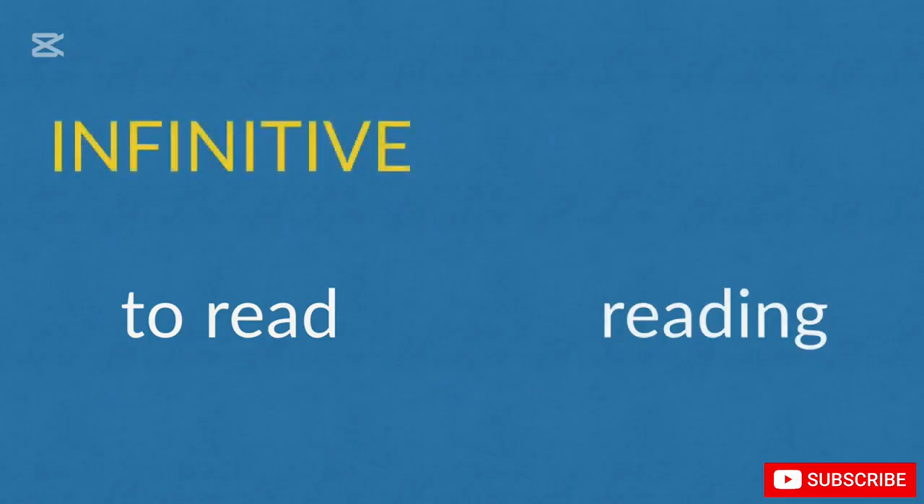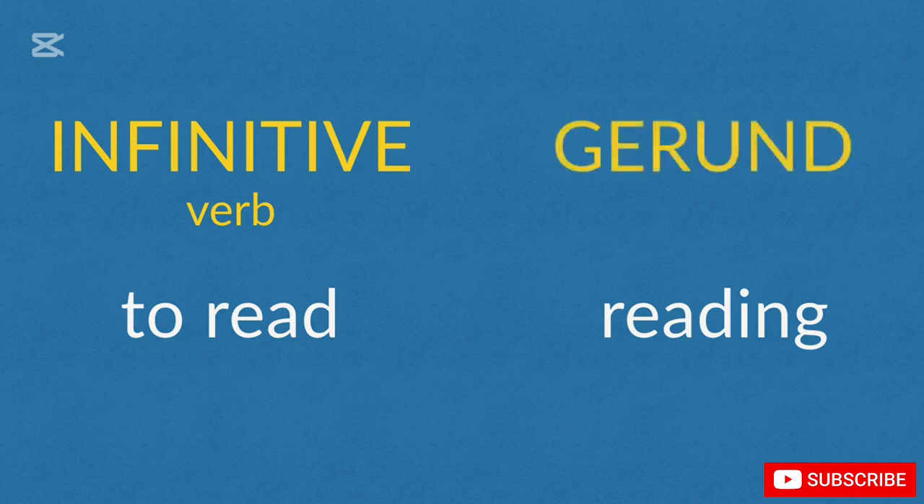To read and reading then, to read is what we call an infinitive. It's a verb, also known as the root form of the verb or the base form of the verb, whereas reading is a part of speech known as a gerund, which is actually a noun that comes from a verb, but it's treated as a noun.